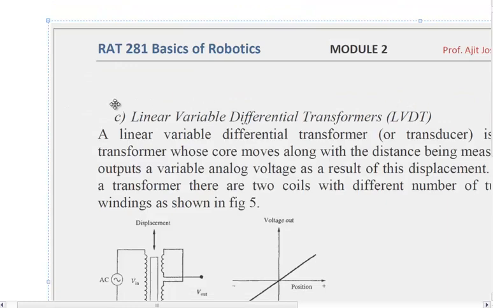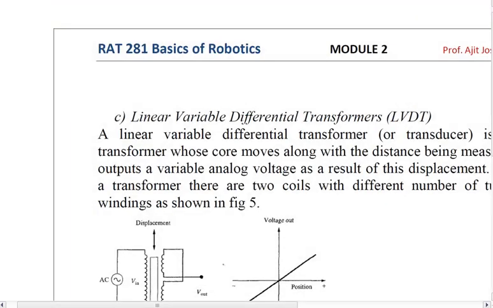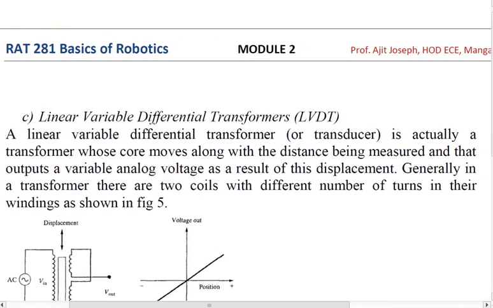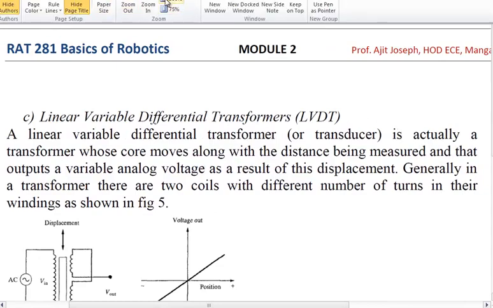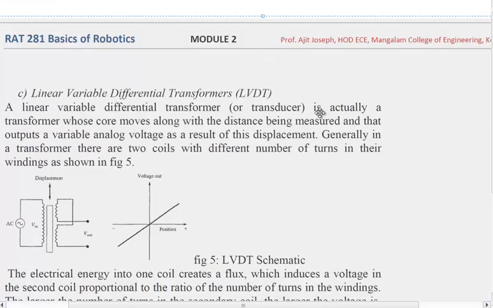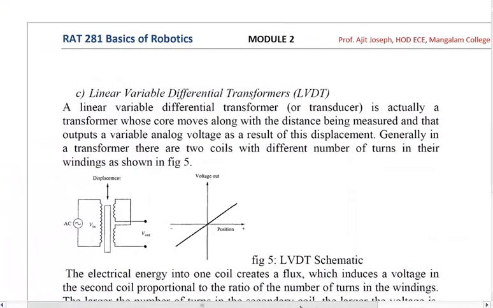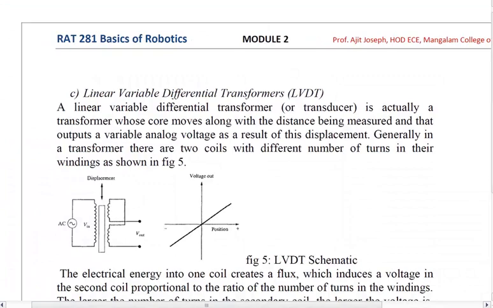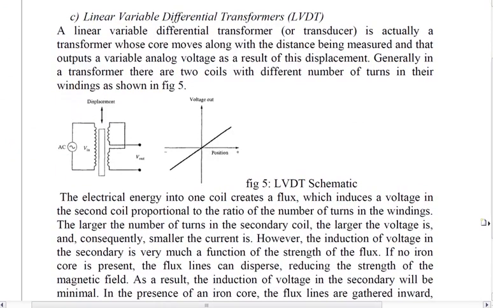Okay, next, to understand position, another sensor that we have is an LVDT, or linear variable differential transformer. What is the concept of a differential transformer? In a differential transformer, let's first just look at the transformer.